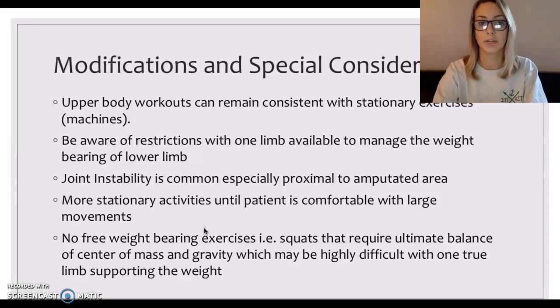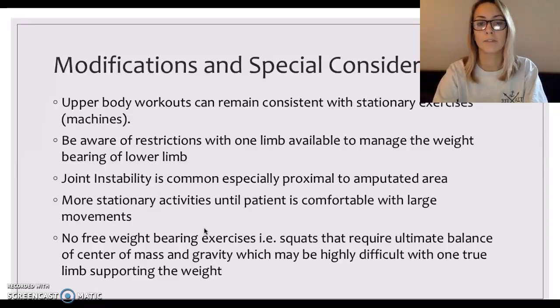Modifications and special considerations for him. He should continue doing upper body workouts consistently with stationary exercises, as in machines. He should be aware of restrictions with one limb available to manage the weight bearing of the lower limbs. Joint instability is common, especially proximal to the amputated area.